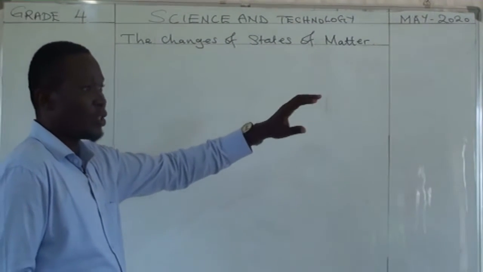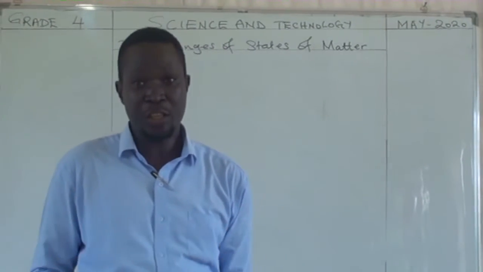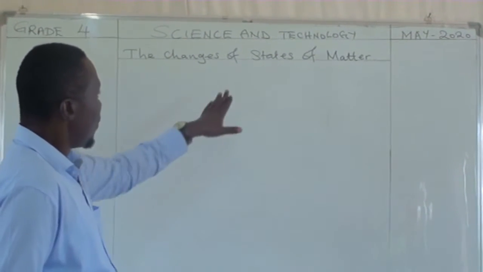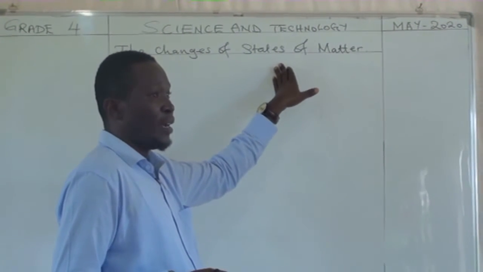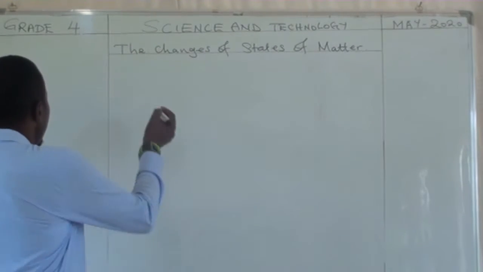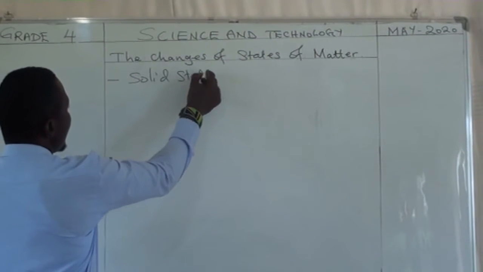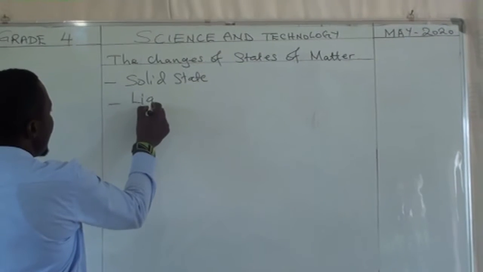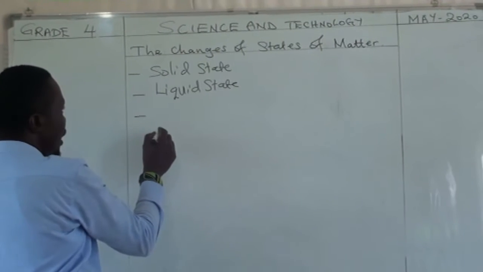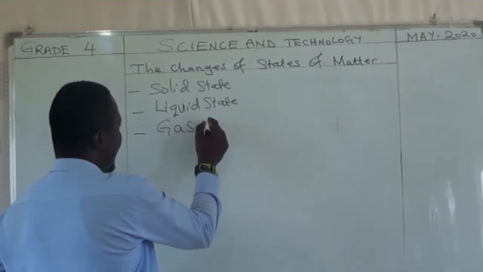In the last lesson, we talked about the identification and explanation of the states of matter. We learned that matter exists in 3 states, which are the solid state, the liquid state, and then a state which is known as the gas.